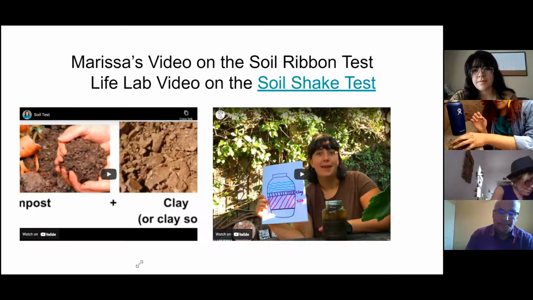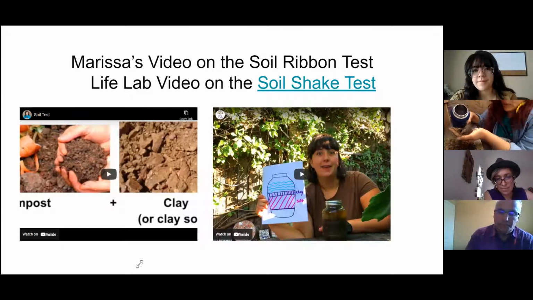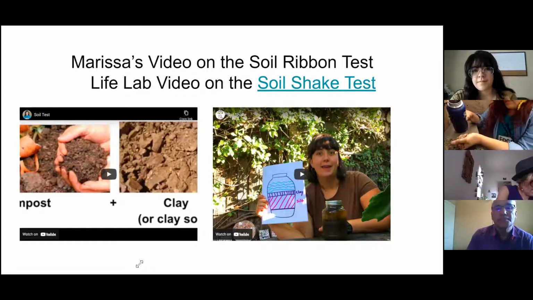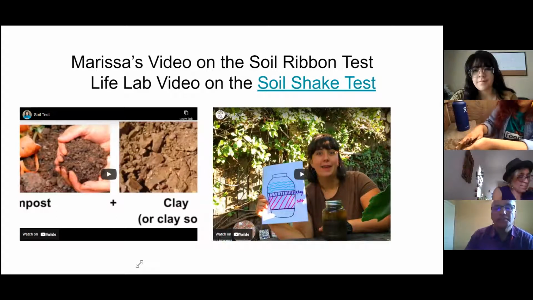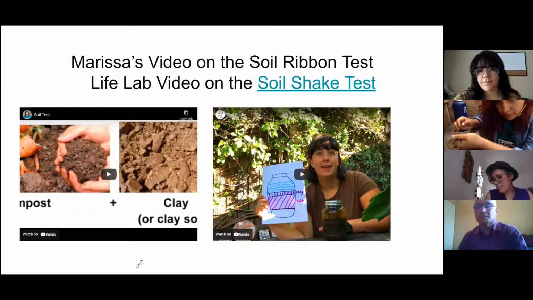All right, so for those of you that could make the ball, try to get a little bit more soil in there, and try to make a slightly larger ball if possible. And we're going to do the ribbon test.